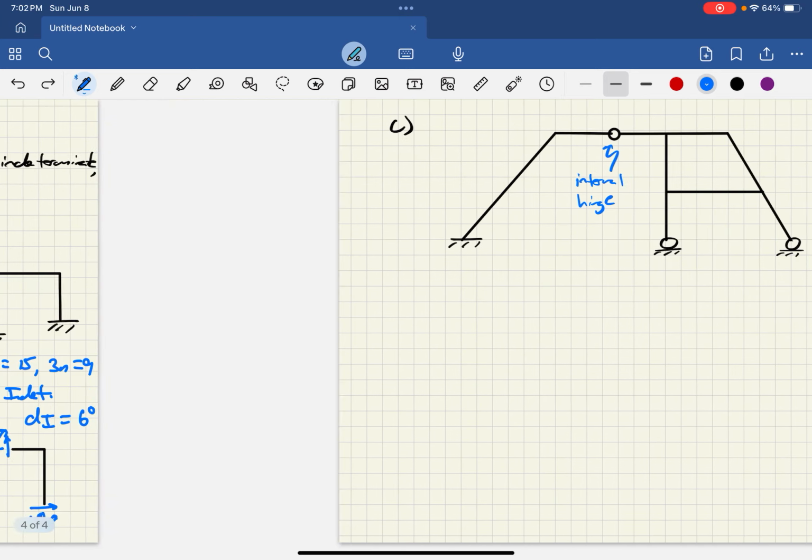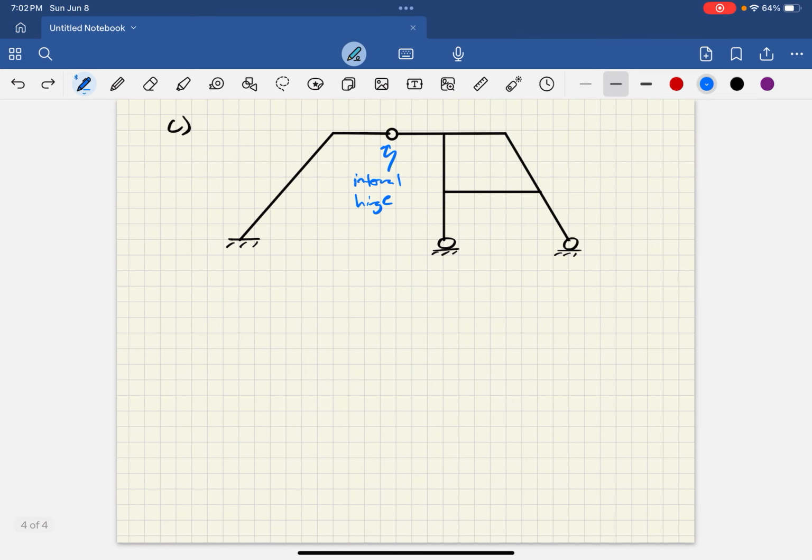And then the last frame we have in our example is this one that has some kind of angled members. Plus, it also has this internal hinge here. Okay, so remember what we do for internal hinges. We always disassemble at the internal hinge. So we're really only going to make 1 cut here, but we're going to disassemble at the internal hinge. So what is that going to look like? Well, that leftmost piece is going to look like this.